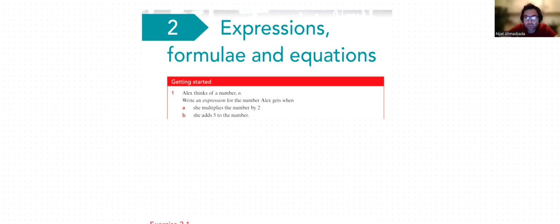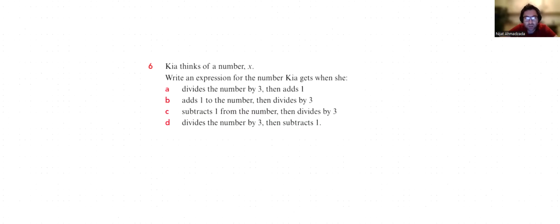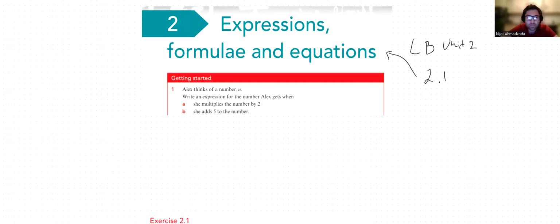Okay, now today we're going to work on the learner's book, Unit 2, specifically 2.1, which is expressions, formulae, and equations. This is the unit, and in 2.1 we just have to work on what an expression is. Okay. First, let's try to understand what an expression is.